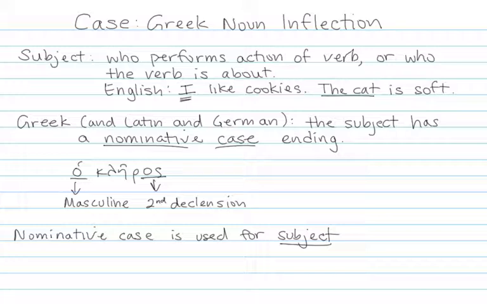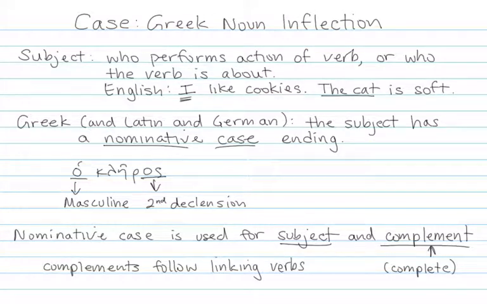So I mentioned the nominative case is used for the subject. It's used in one more instance, which is the complement. Complement with an E in the middle is related to the English word complete. It completes the meaning of the verb. It's not the same word as compliment with an I in the middle, which is when you say nice things to your friends.